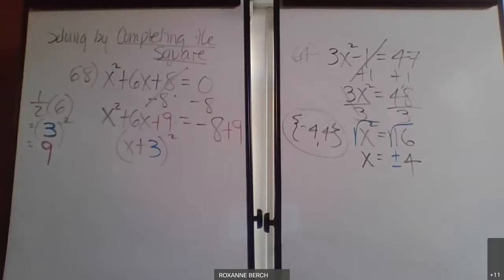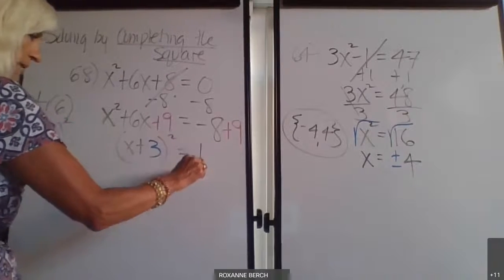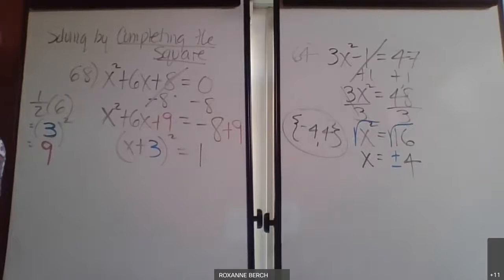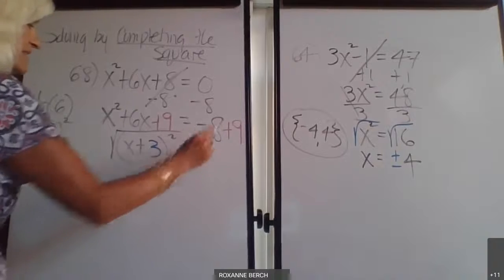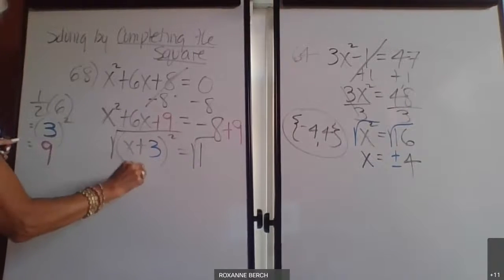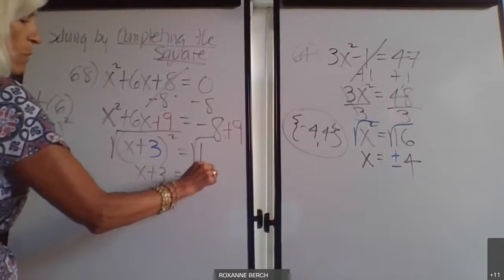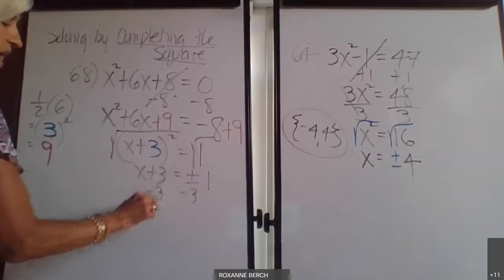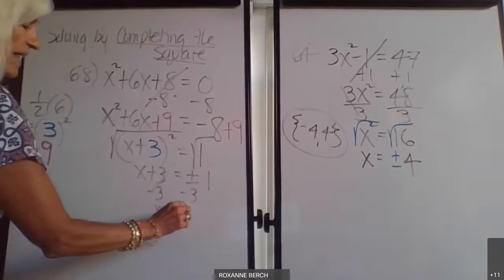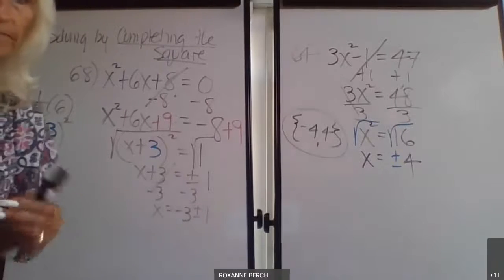Crazy, huh? So who came up with this? Pretty cool. And this equals 1. Now we're going to use the square root method. We take the square root of both sides. There's two of those, so one comes out. Don't forget your plus or minus 1. Now when we subtract 3 and solve it, we get negative 3 plus or minus 1.